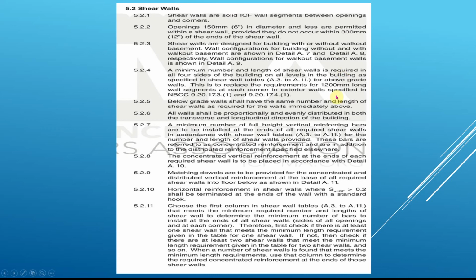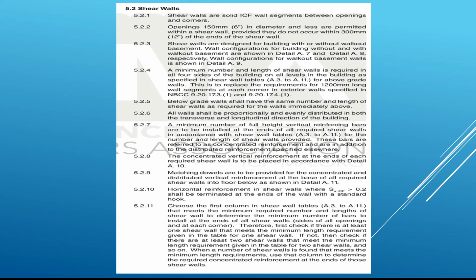And the below grade wall shall have the same number and length as the shear walls immediately above that. So what they're saying is that if I have a 10-foot long shear wall between openings on my first floor, my basement needs to have the same thing directly below that. But if I have a 4-foot at the top and a 10-foot at the bottom, that's okay, as long as they match up. So it's just like a squash block or a load transfer block in a building. You need to have those things flowing right down to the foundation.